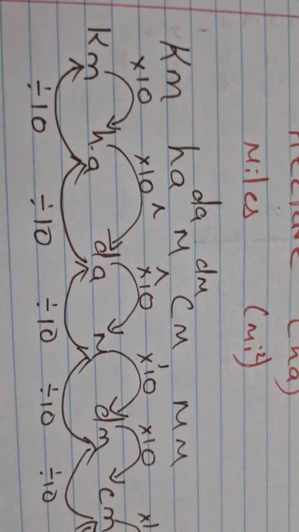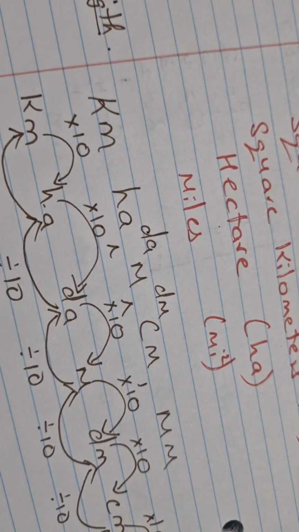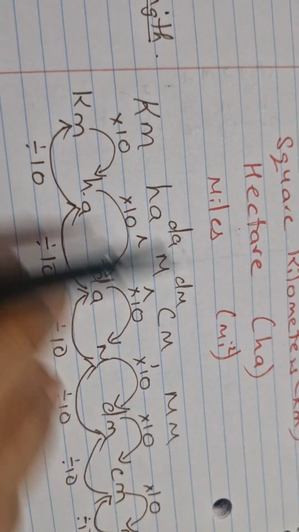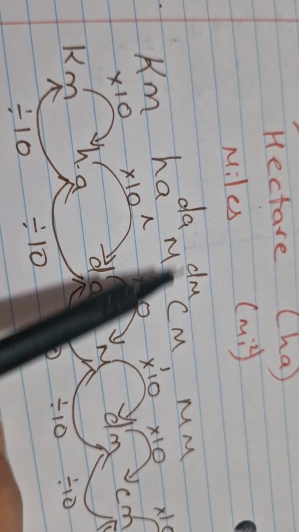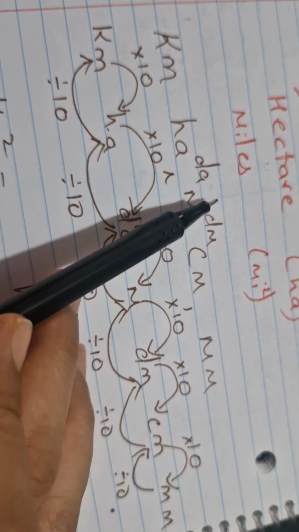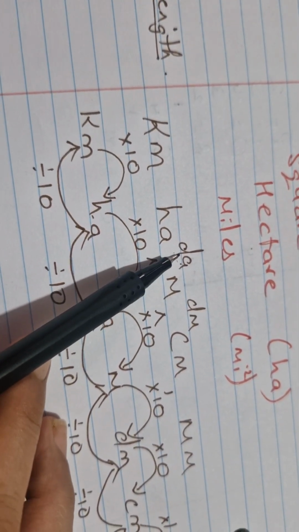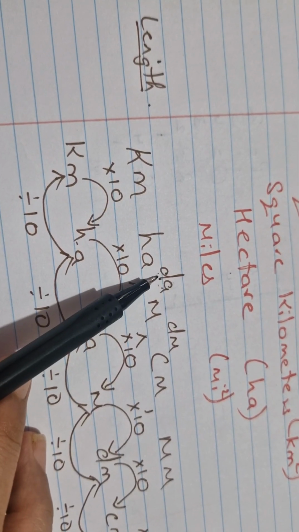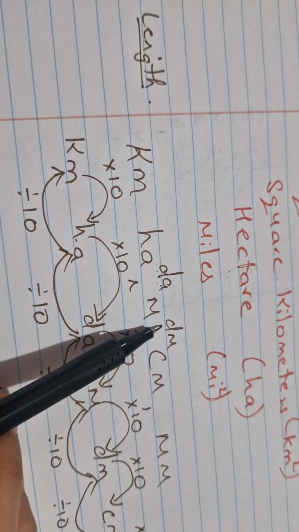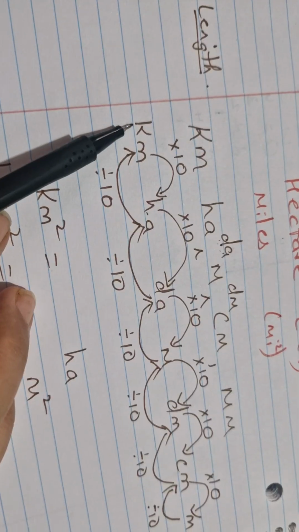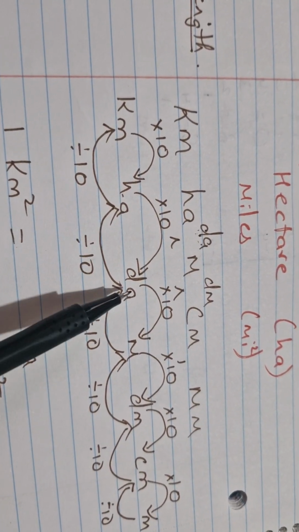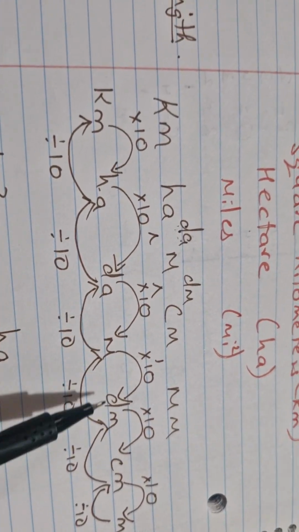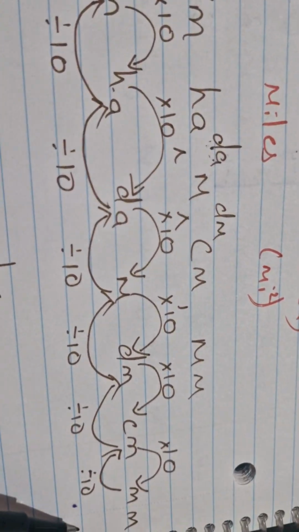Now look here, this is the table of length conversion, not the area conversion. Length is measured in kilometers, meters, centimeters, and mm. Between hectares and meters we have decameter. DA is called decameters and DM is decimeters. So you can see this is from biggest to smallest: first is kilometers, second is hectares, third is decameter, then meters, decimeter, centimeter, and mm.